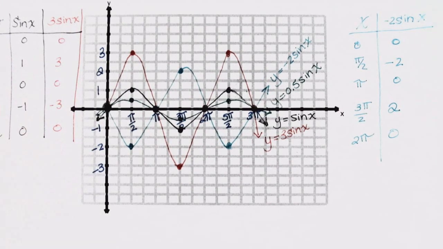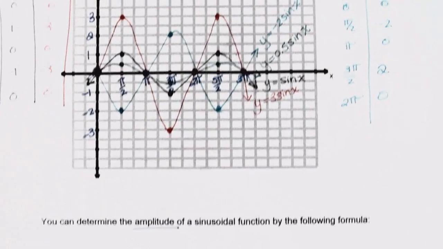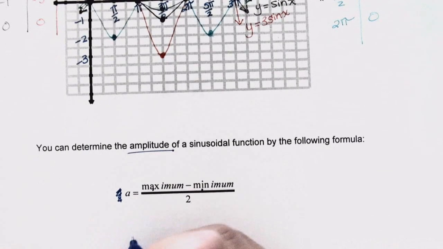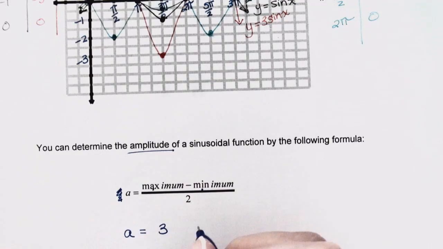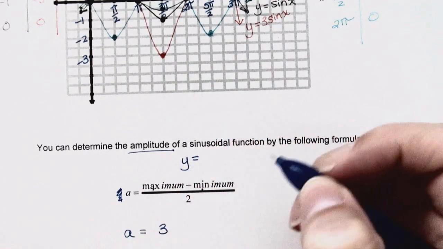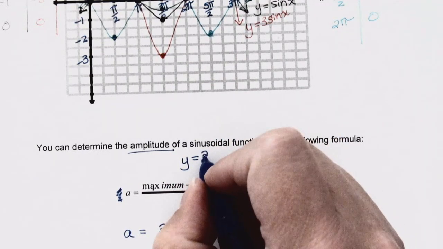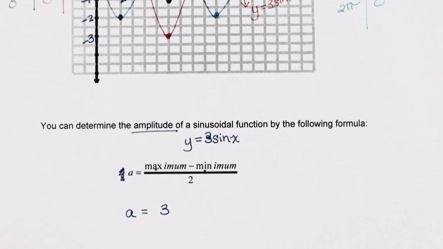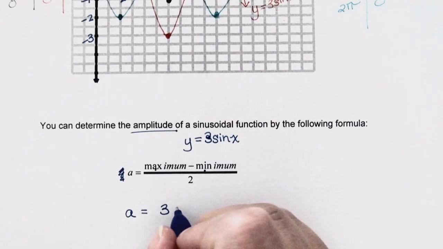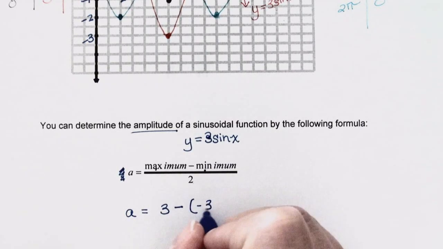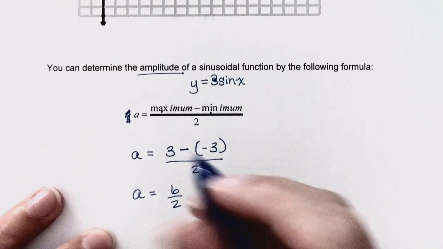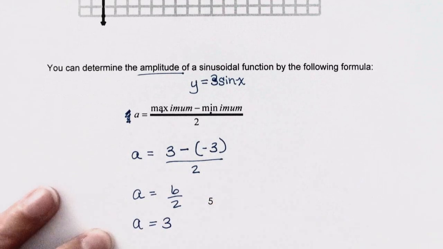What's the max? How about 3? For my red one. So we're doing it for 3 sine x. So the maximum is 3. We are subtracting the minimum, which is negative 3. And we're dividing it by 2. So the amplitude is going to be 6 divided by 2, which is 3.